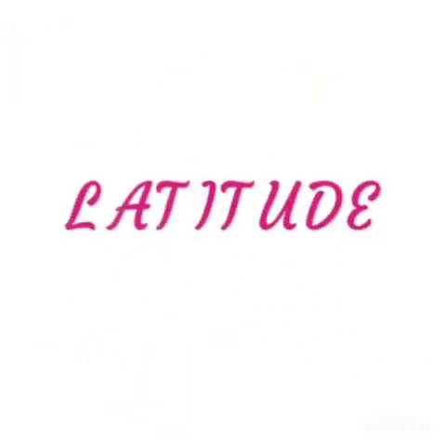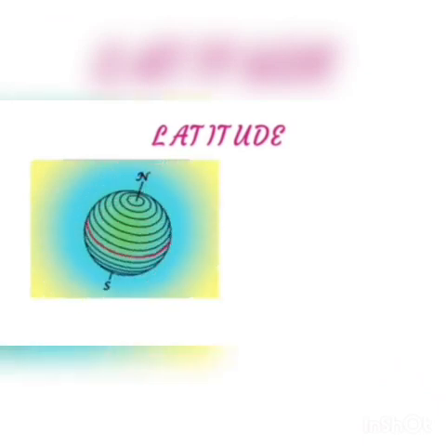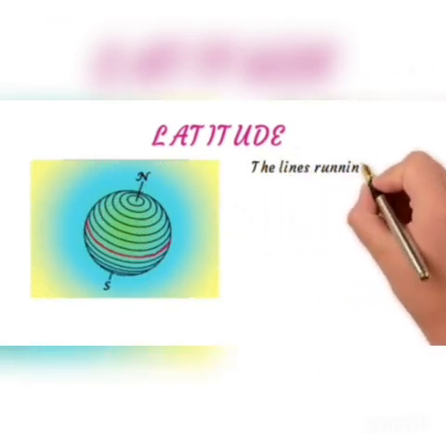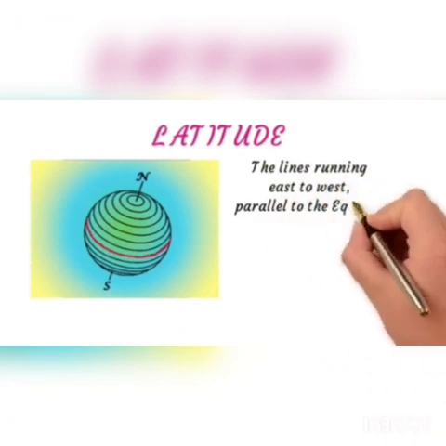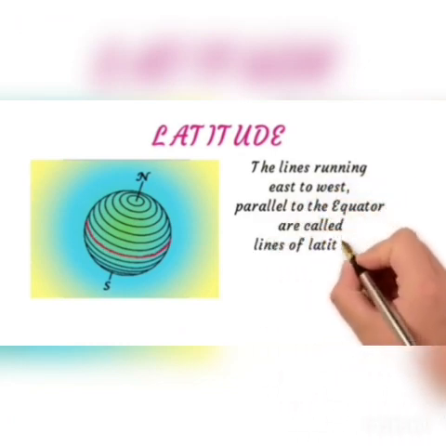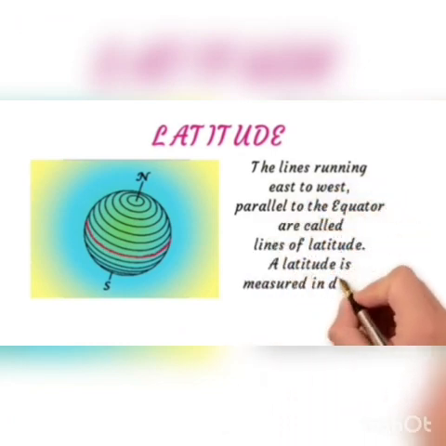Latitude. The lines running from east to west parallel to the equator are called lines of latitude. Latitude is measured in degrees.